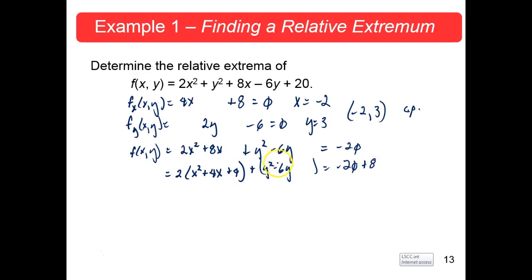Okay, what do we do here? Half of negative 6 is negative 3. Square it, and that gives you plus 9. So we just added 9 here, so we have to add 9 over here too. Okay? So this gives us 2 times (x plus 2) squared plus (y minus 3) squared is equal to negative 3.